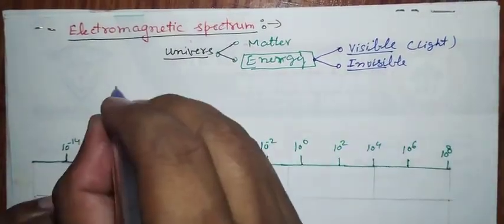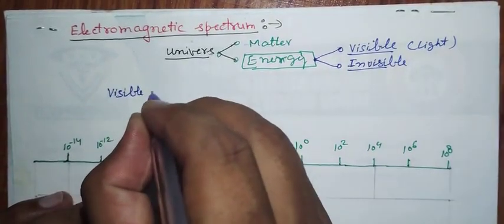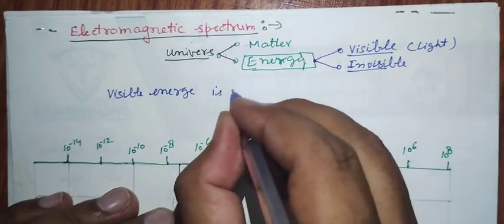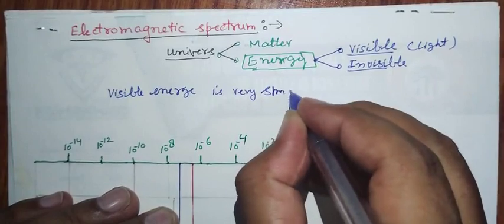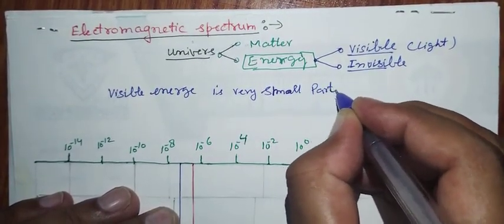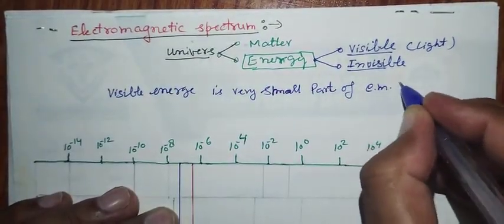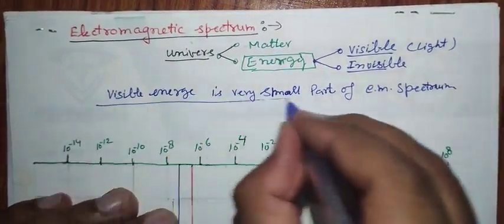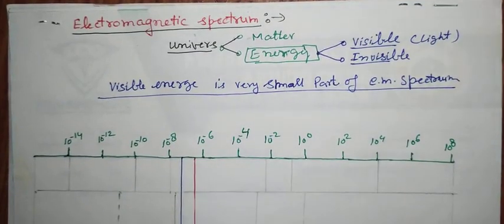Visible light is this. Visible energy is a very small part of the electromagnetic spectrum. Very small it is, very small part.